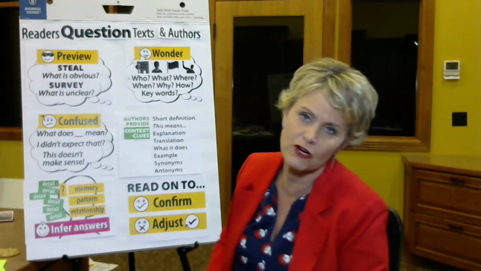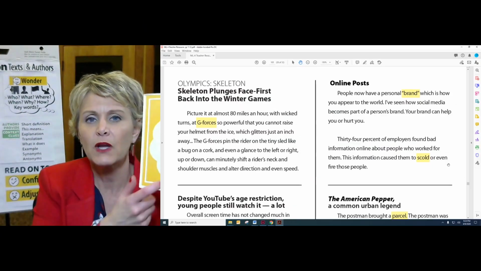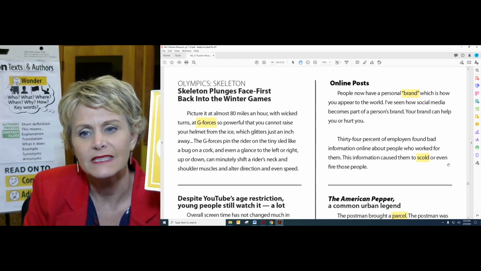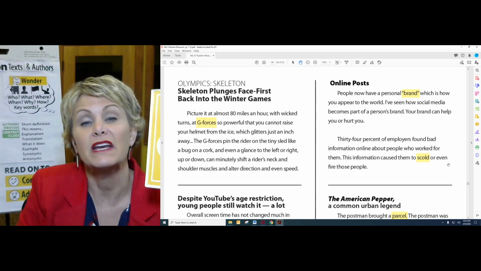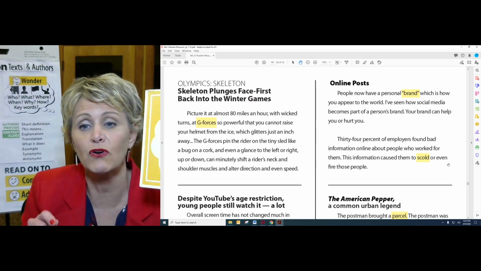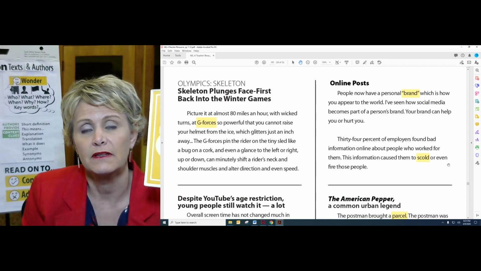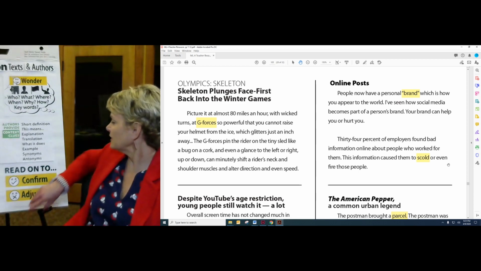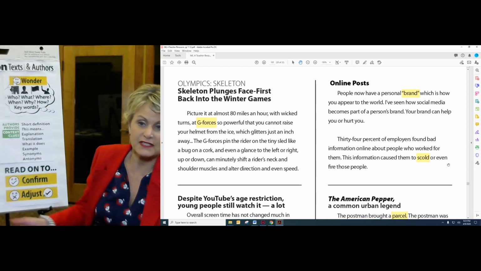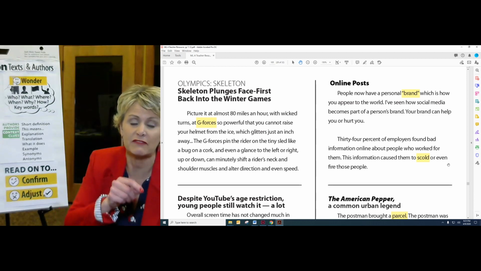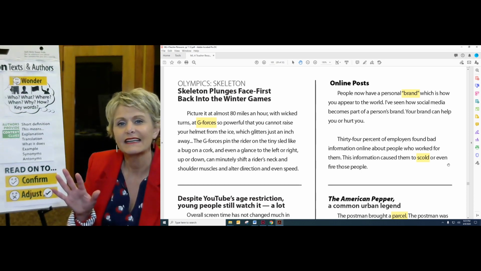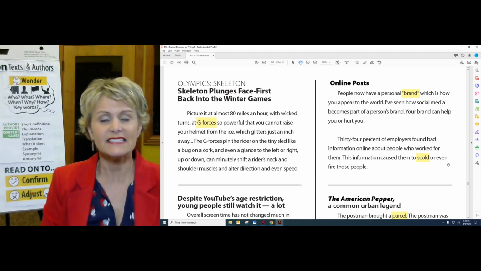So pretend you don't know what scold means. What details in that little context might help? We know it's negative. Found bad information. Look in the same sentence. Scold or even fire those people. Scold or fire. Those are synonyms. I mean, firing's worse. And I know it's worse because it says "or even fire." So I know scold isn't as bad as firing, but I know it's bad. See how you can put those clues together? This is what readers do.